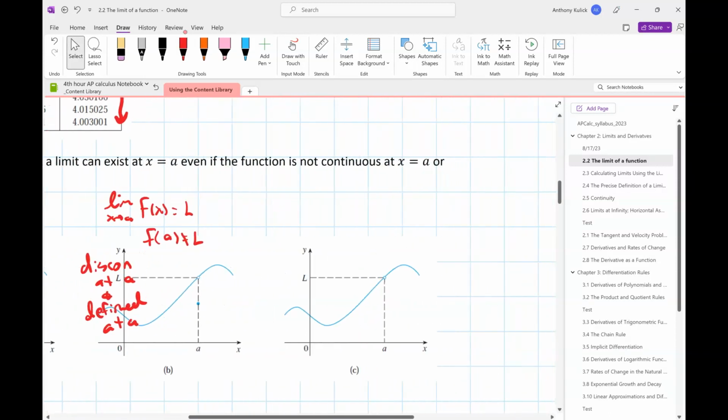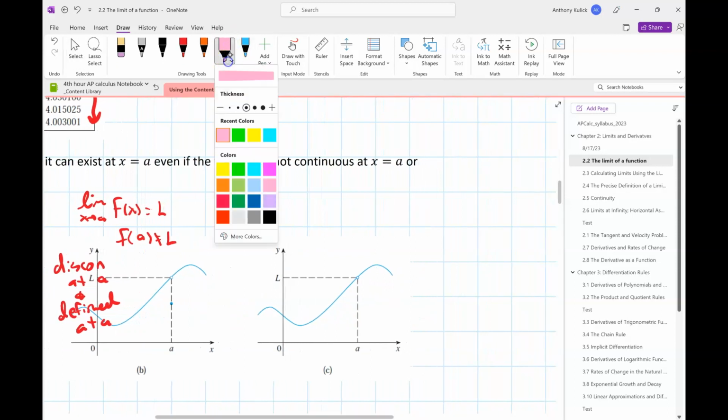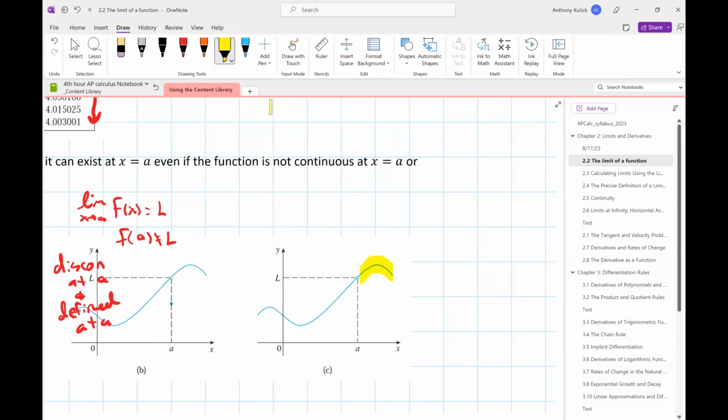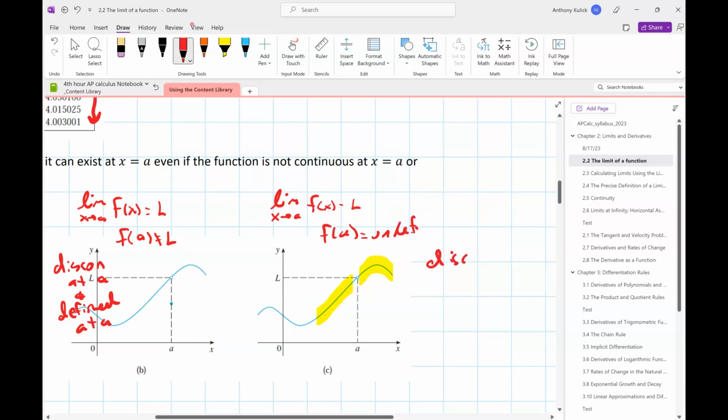And if I look at the third one, again, if I follow my function from the left, we're heading to L. If I follow my function to the right, heading to L. But again, you notice we have that open circle at L. Well, the limit's still L, but f of L, or f of A here, is undefined. So here we are discontinuous at A and undefined at A.